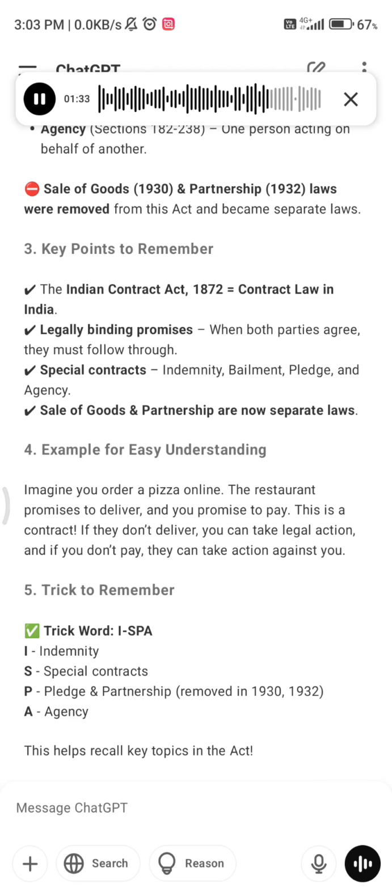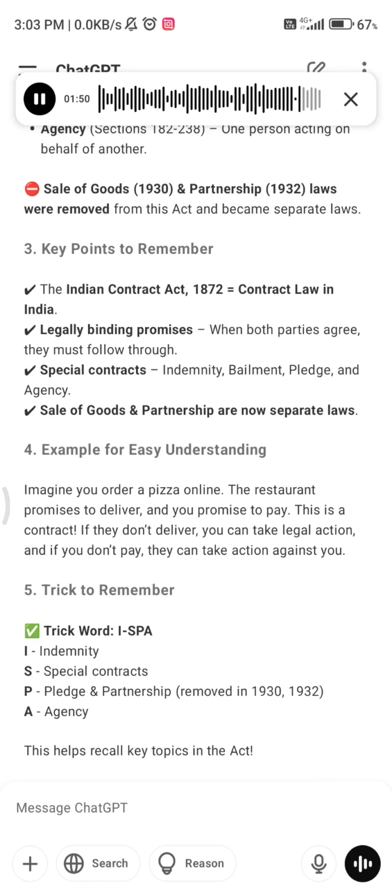4. Example for easy understanding. Imagine you order a pizza online. The restaurant promises to deliver, and you promise to pay. This is a contract. If they don't deliver, you can take legal action, and if you don't pay, they can take action against you.